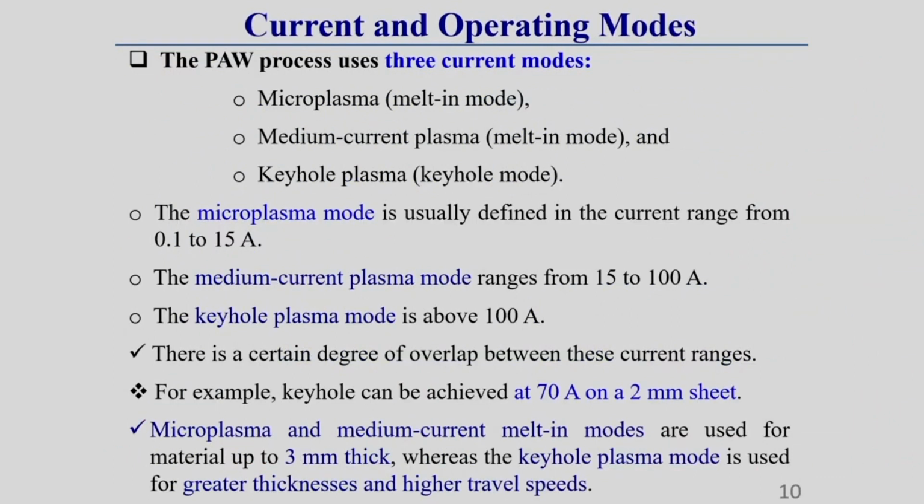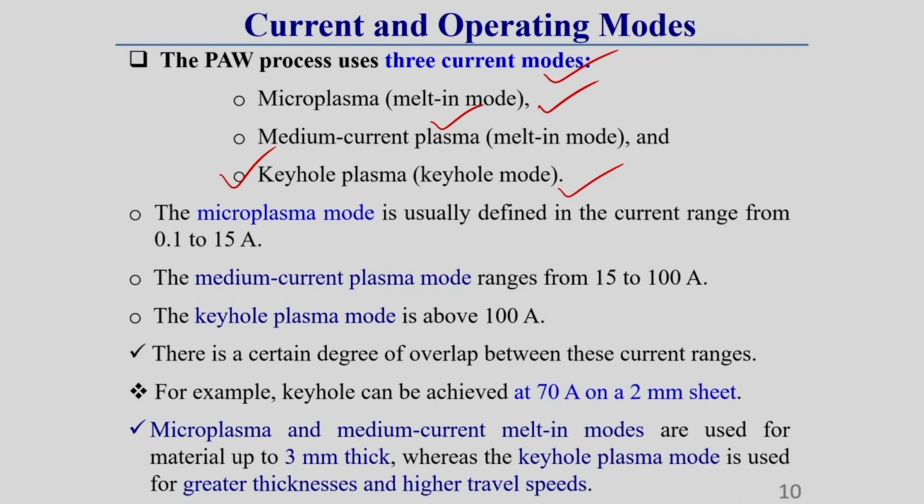Depending upon the current and operating mode, the plasma arc welding process can be categorized into three different current modes. One is called microplasma mode, another is called medium current plasma, which is also a melt-in mode type of plasma arc welding process, and the third is called keyhole plasma mode, which is keyhole mode. So microplasma and medium current plasma both have melt-in mode phenomena, but in keyhole plasma you can observe a keyhole mode. It generally depends on the current variation that these categories of plasma arc welding techniques exist.